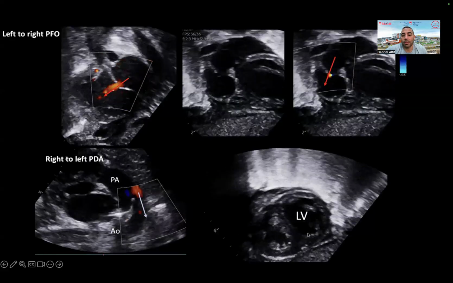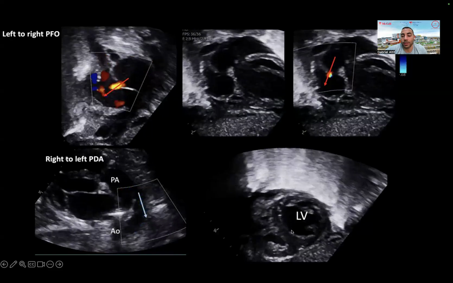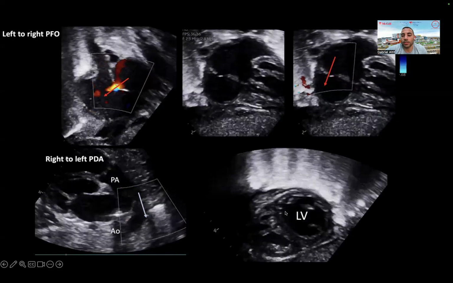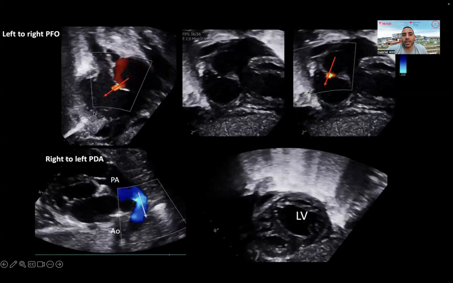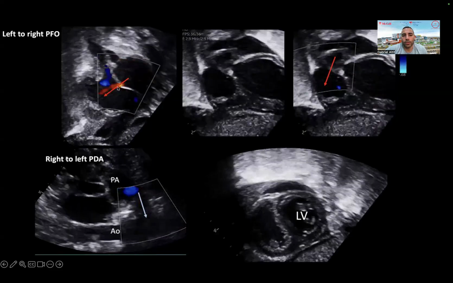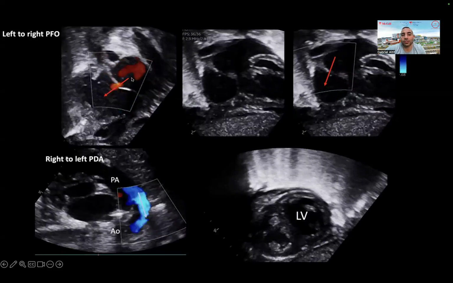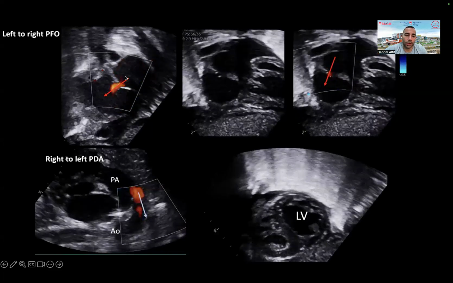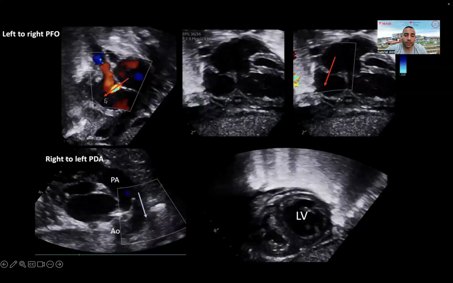So this is an example of a patient who has biventricular cardiac dysfunction, but you can see that the LV is almost not moving. And because of that, you get this PFO, which is quite restrictive, high velocity, and it actually unloading the left atrium into the right atrium.